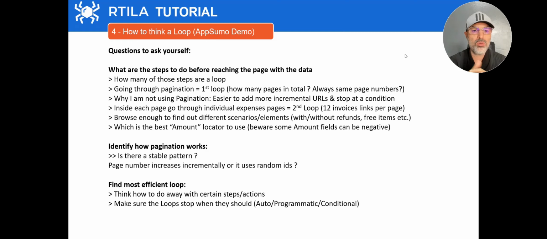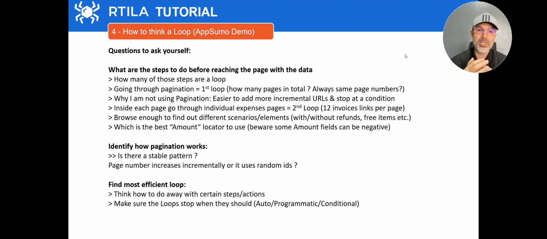And another question is: inside the loop, what is the next loop? If I have 100 pages of invoices that we are going to run through, each page actually has multiple invoices. Therefore, inside each page, there is another loop. I need to click on each invoice. And in our case, there are 12 invoices per page. So that's the loop inside the loop, the second loop.